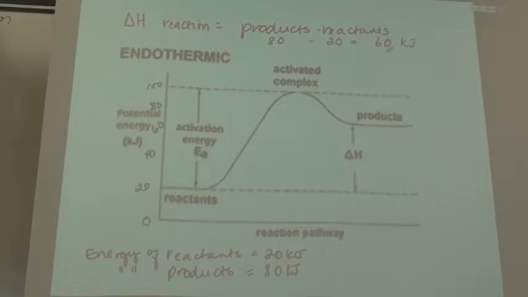Is that a positive number? Yes, it is. All right, what would be the activation energy here? EA would be from here to here. 100 minus 20 would be 80 kilojoules. What would be the energy of the activated complex? All the way up here, 100. The activated complex would be 100 kilojoules.